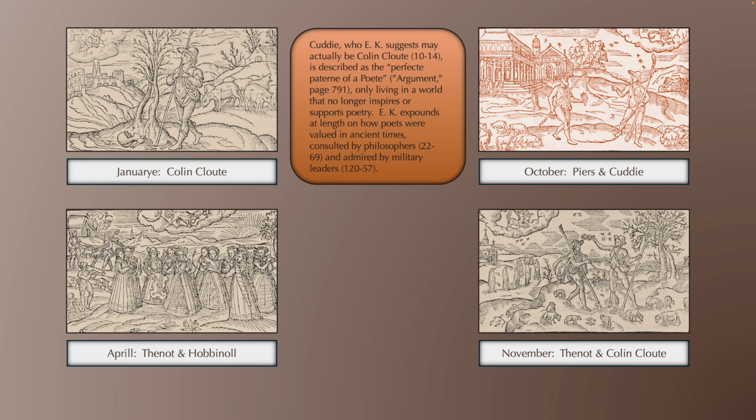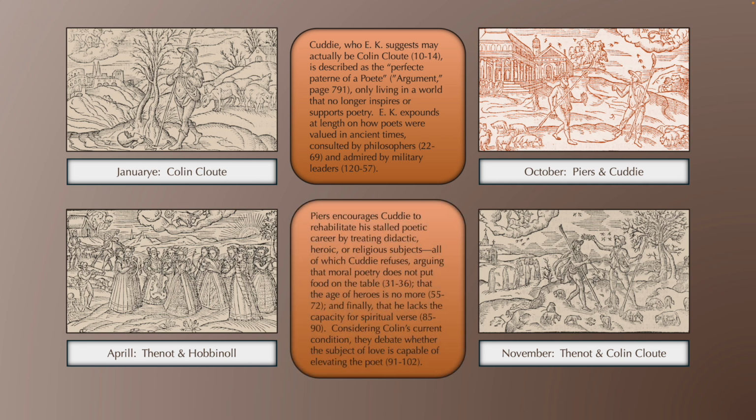The subject is poetry and the state of poetry in 16th century England. E.K. expounds at length on how poets were valued in ancient times, consulted by philosophers, lines 22 to 69, and admired by military leaders, lines 120 to 57. So these extensive glosses are clearly in line with what Cuddy says about poetry.